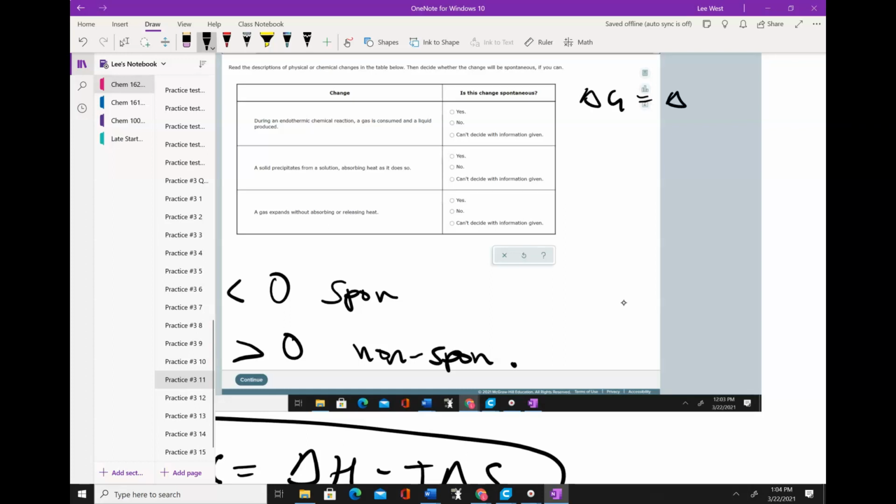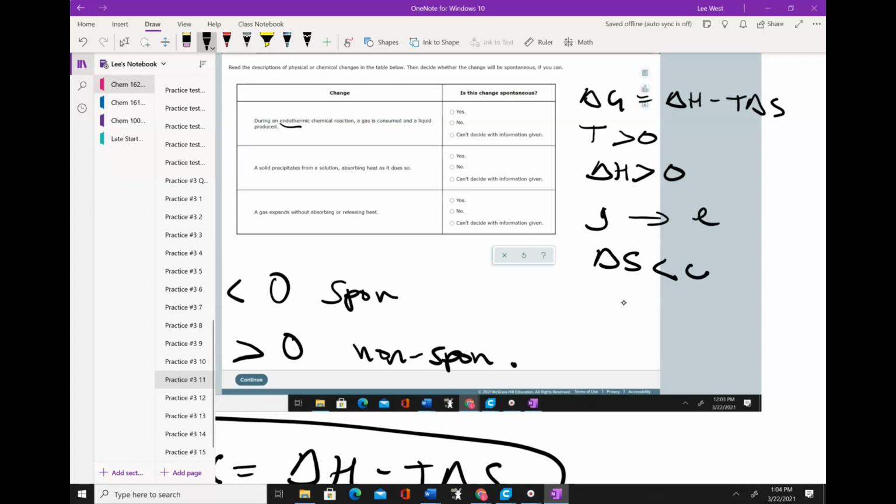So what we want to know is the sign of all of the things in our formula for delta G, and that'll help us decide the sign of delta G. So delta G equals delta H minus T delta S. Now T is always a positive number when it's expressed in Kelvin, and this says that the reaction was endothermic, which means that delta H is a positive number. And then a gas is getting turned into a liquid, which hopefully you can see is a delta S negative process.